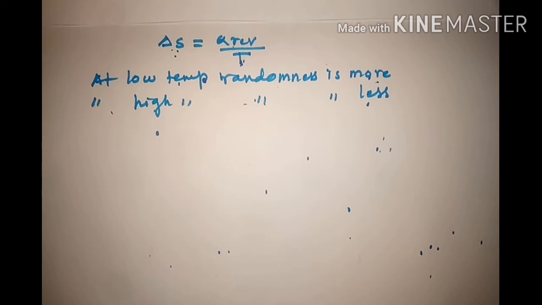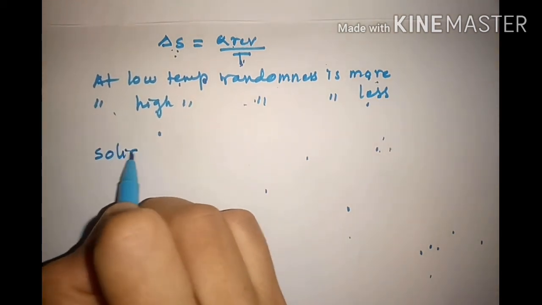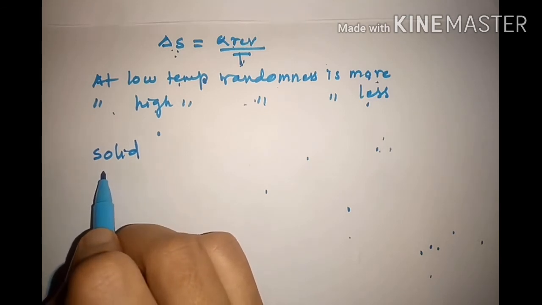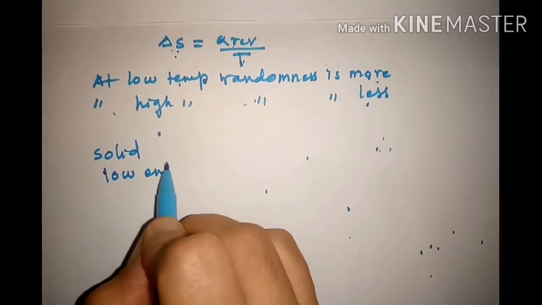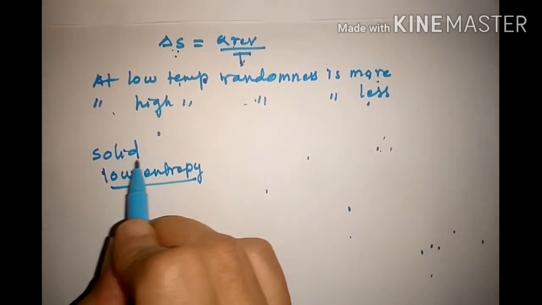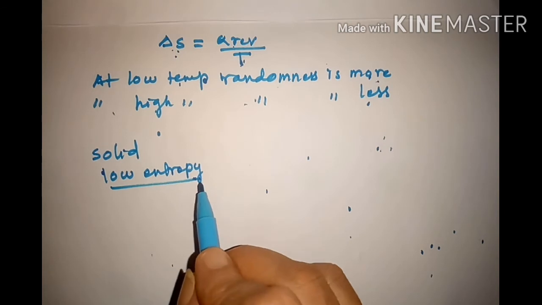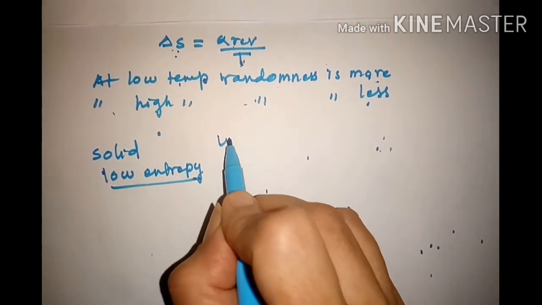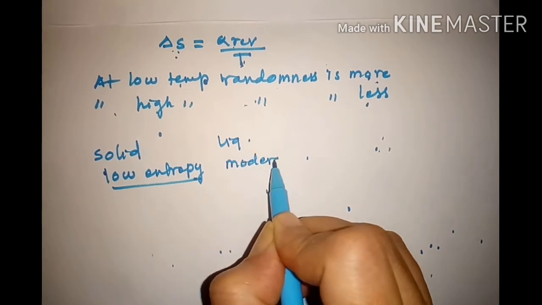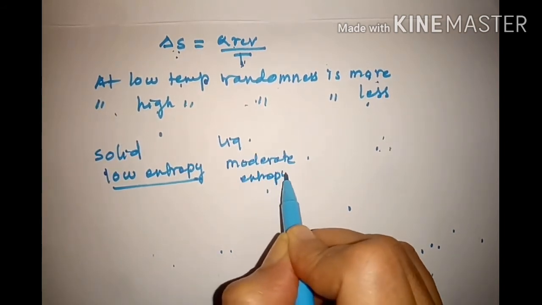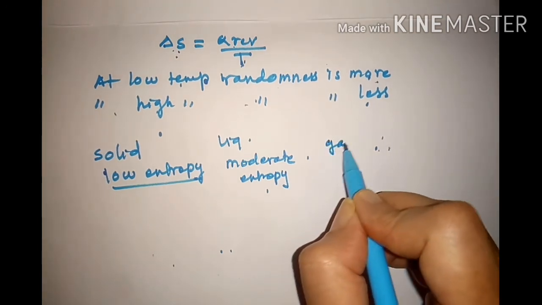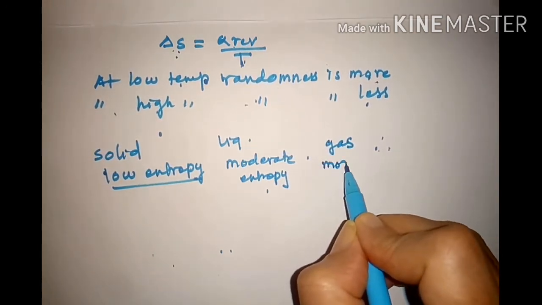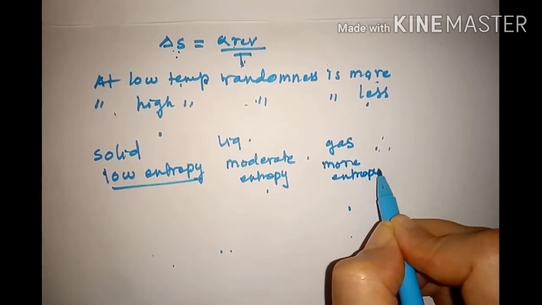So from solid to liquid to gas, there will be low entropy in solid, moderate entropy in liquid, and more entropy in gaseous molecules. Whenever solids are the ordered ones, there will be low entropy, because entropy is nothing but the randomness, and solid molecules are quite orderly arranged. In the case of liquid, there will be moderate entropy, and in the case of gas molecules, there will be more entropy, as they are more randomly arranged.